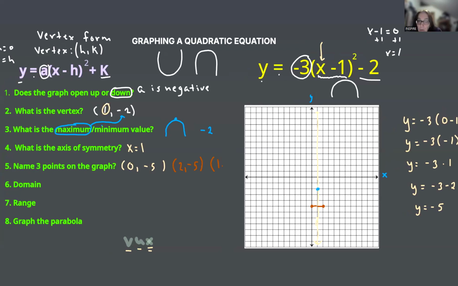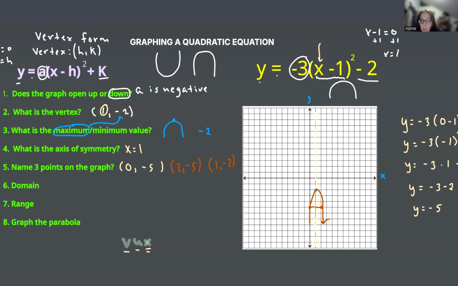So now we can draw our parabola. Make sure it's a U though, not a V, okay? Because if it's a V, it's going to be an absolute value. So just be careful when you draw this. All right? So think about what we did there. I probably could draw this out a little bit like that. All right, so now we have our parabola.